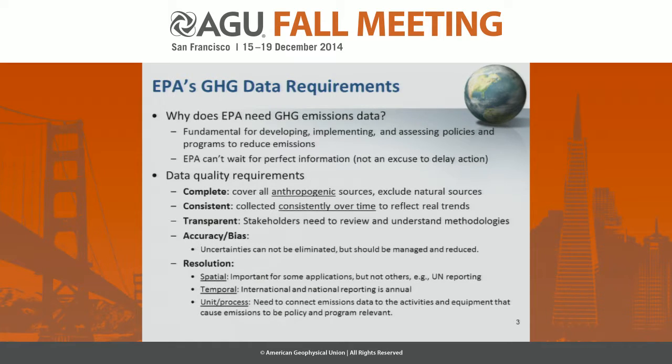In terms of resolution, spatial resolution is important at a less than national level for some applications, but not others. So for UN reporting, our emissions are at a national level. We should note that we do have some emissions estimates available at regional levels. So for oil and gas production, we have regional data on methane and CO2. For some of our ag sources, we have data available at state or county levels as well. The international and national reporting we do is annual.